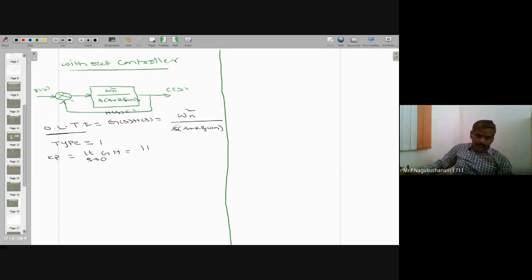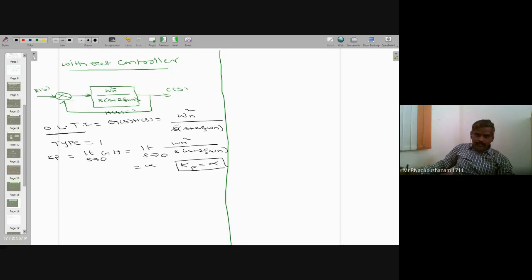If we take the limit as s tends to 0 of omega n square divided by s into (s plus 2 zeta omega n). Anyway, the derivation part is not required. If I replace s equal to 0, something divided by 0 is infinity. So I got Kp, let me put it in a bracket, the Kp value I got is infinity.